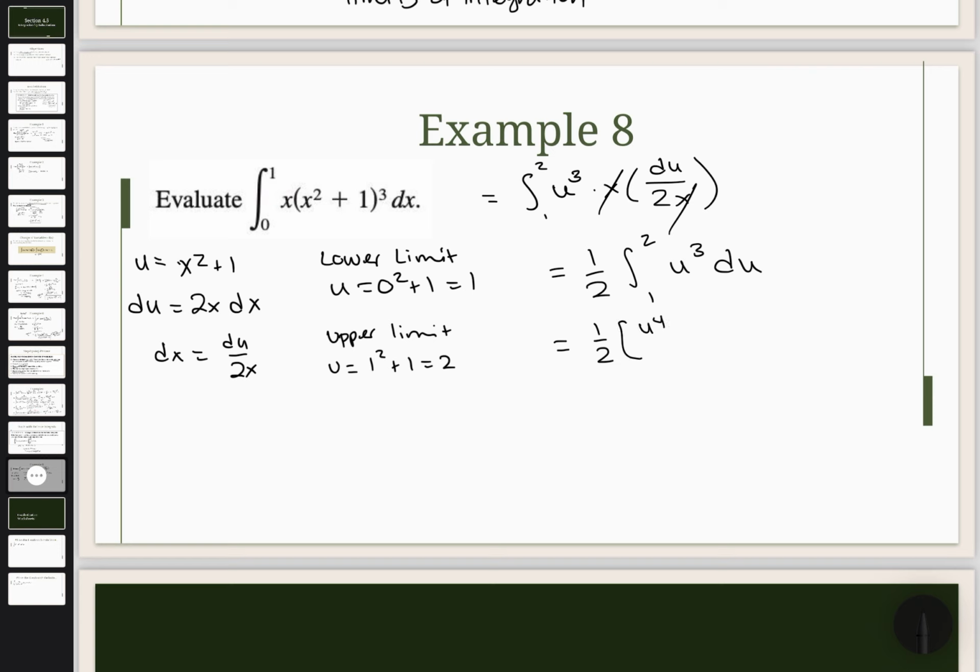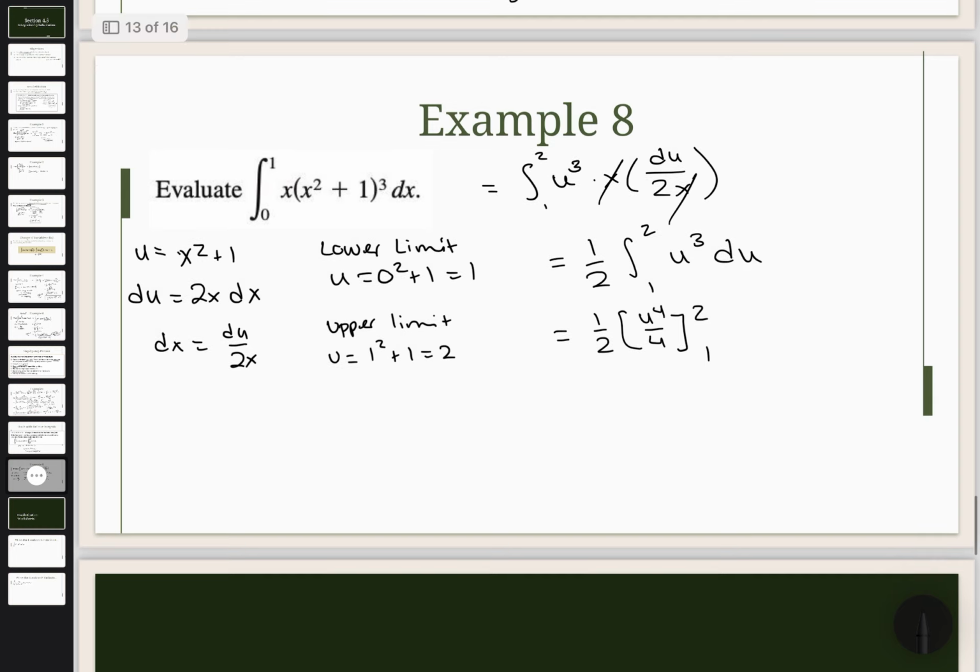I would have u to the 4th over 4. I'd like to evaluate that at 2 and 1. So no more c's because now we're jumping to definite integration. Those c's would cancel. I have 1/2. If you were to plug in 2, you would get 2 to the 4th or 16 over 4. If you were to plug in 1, you'd get 1/4. That leaves us with 1/2 times 15 over 4, which equals 15 over 8. And that is the answer that we're looking for here.